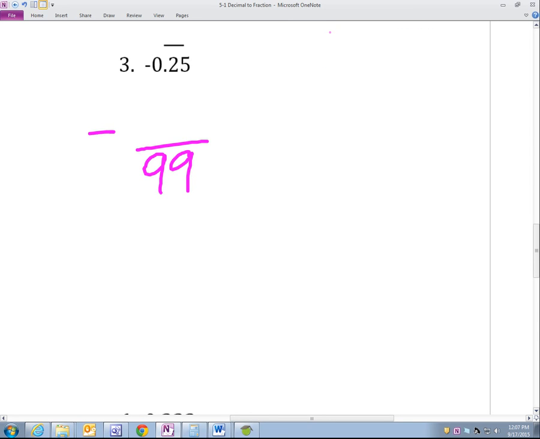All right, so we have a negative in the decimal, so naturally the fraction is going to be negative. So we have what over 99? What's going to go in the numerator? 25. 25, you are correct. And are there any factors that 25 and 99 share? 3? 25, nope, because 5 plus 2 is 7.